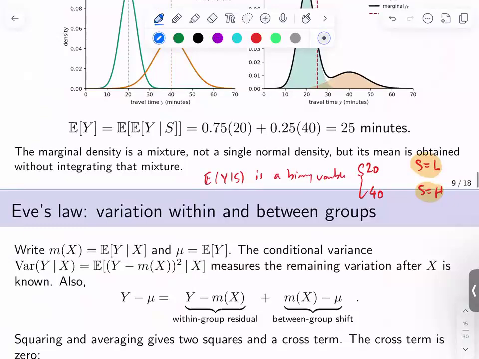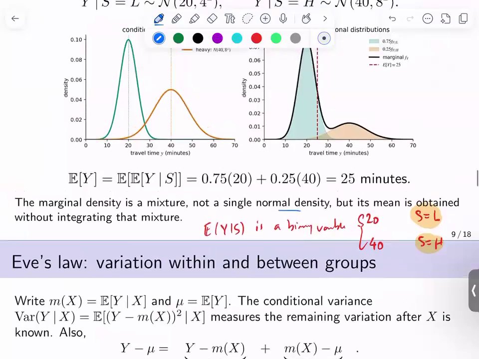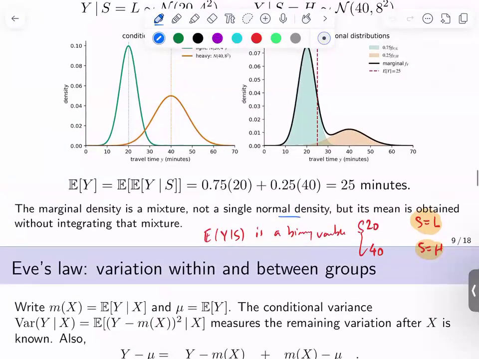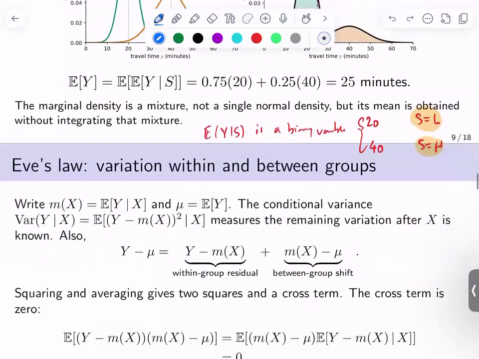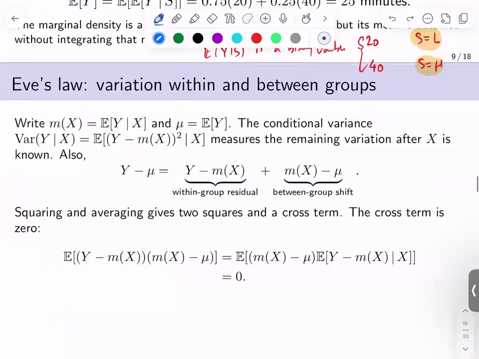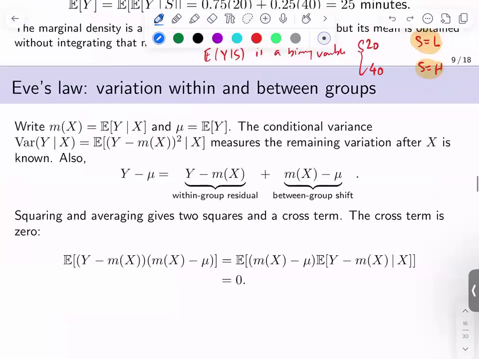The marginal density is a mixture. It's not a single normal density. That's important to understand. But its mean is obtained without integrating the mixture. You don't have to figure out what the mixture distribution is. It's really simple in this case. Simple calculation. Okay, questions?